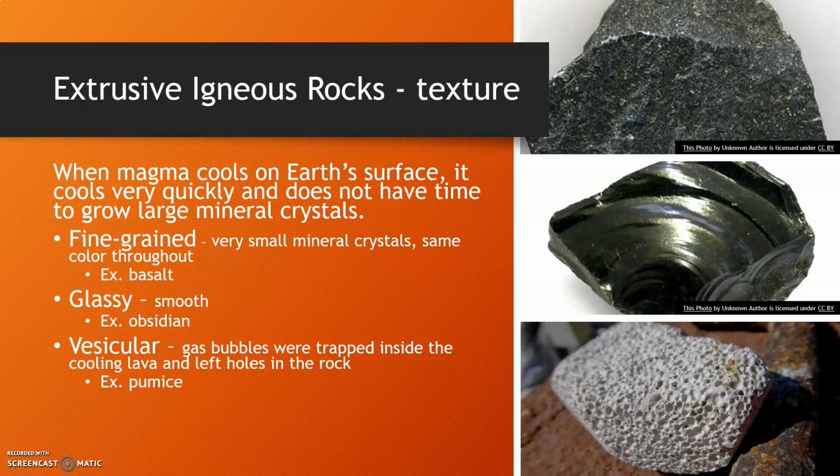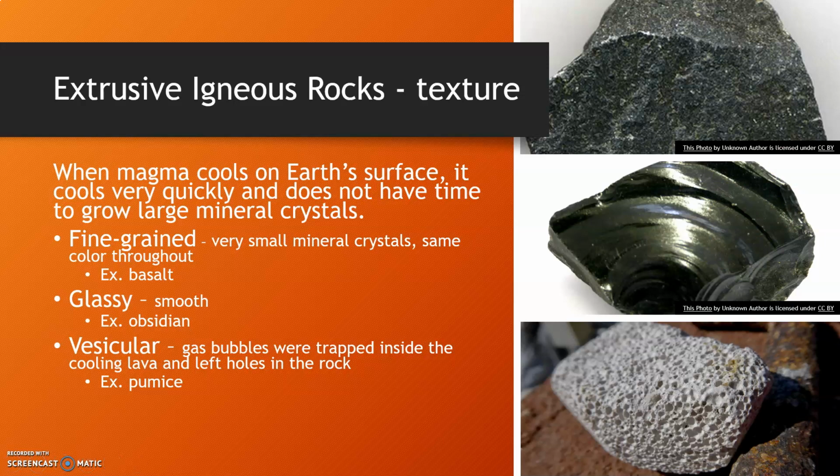Another type of extrusive texture is glassy. It looks very smooth, like this obsidian. It looks like black glass, but it's actually an extrusive igneous rock. And if you play Minecraft, you might be familiar with obsidian.